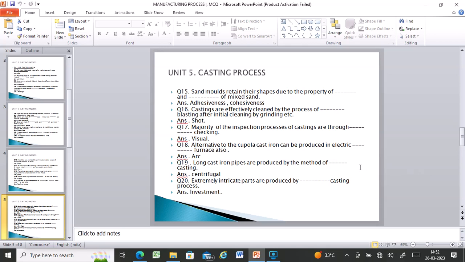Question 19. Long cast iron pipes are produced by the method of dash casting. Answer: centrifugal casting. Question 20. Extremely intricate parts are produced by dash casting. Answer: investment casting.